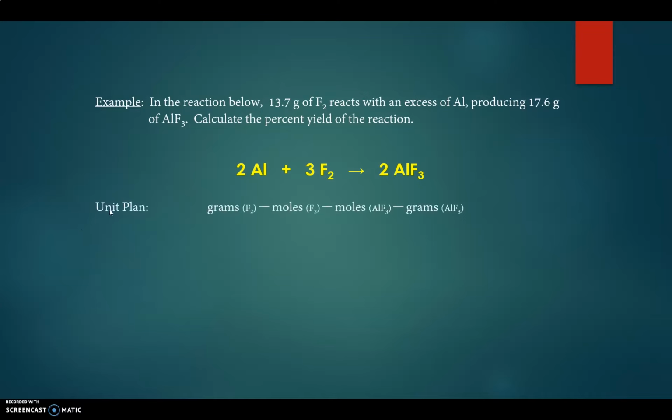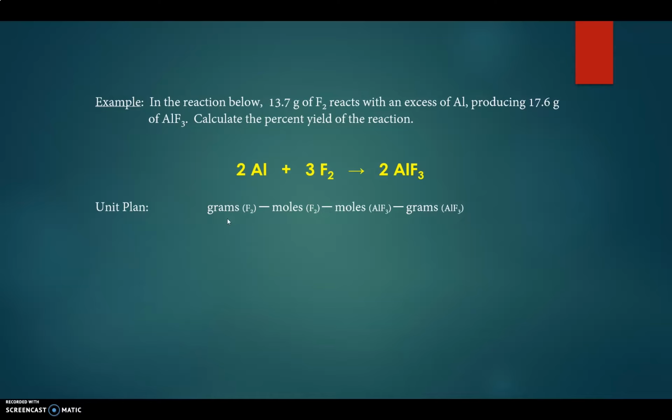The theoretical yield, you're going to have to calculate using stoichiometry. So we're going to use the same unit plan that we always use for stoichiometry problems, grams to moles to moles to grams. So we always start out with the material we're given. We know how much fluorine we have, and we're trying to find out the amount of aluminum fluoride. Grams cannot relate directly to grams in a chemical equation, since chemical equations are based on moles. It's 2 moles of aluminum, 3 moles of fluorine, and 2 moles of aluminum fluoride.